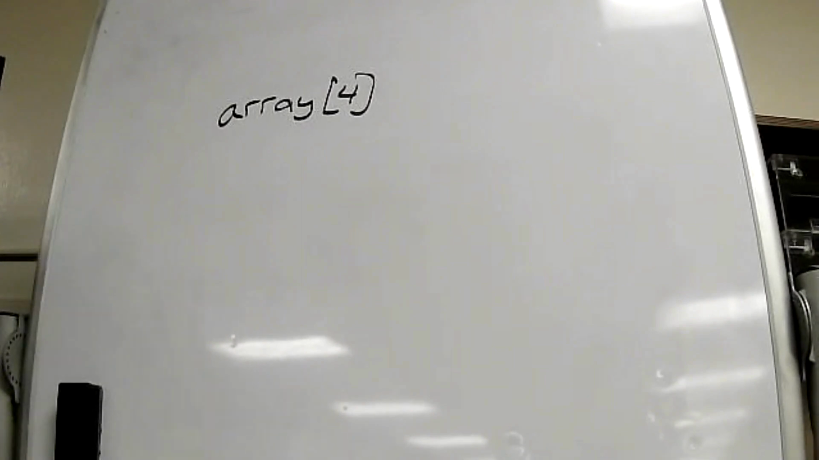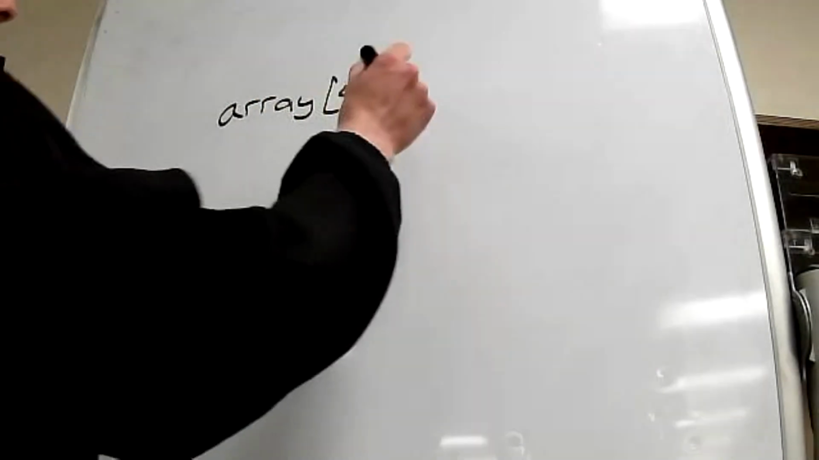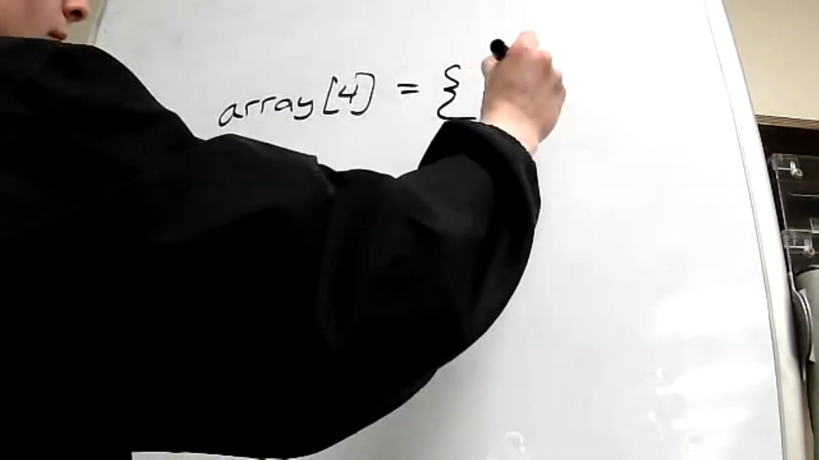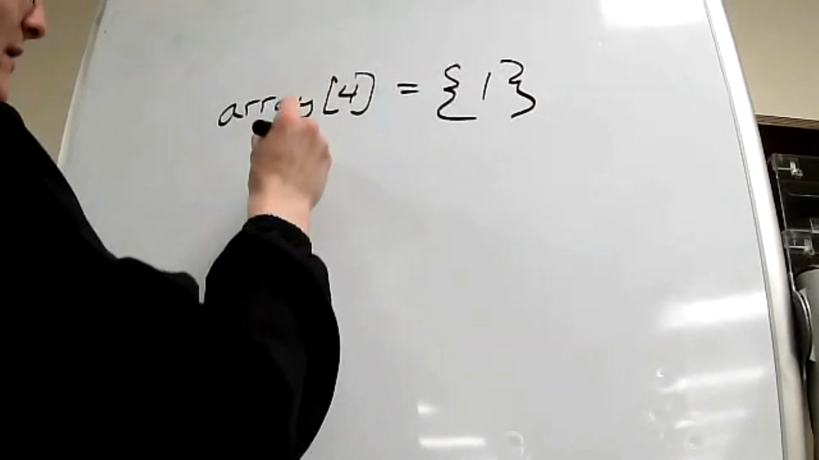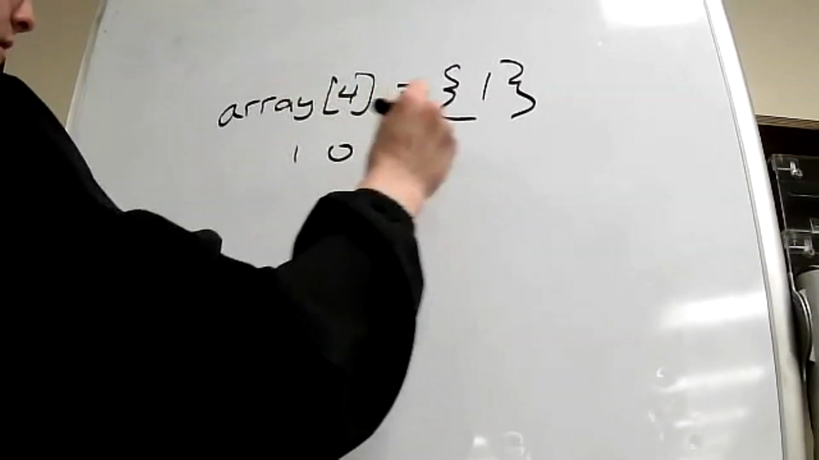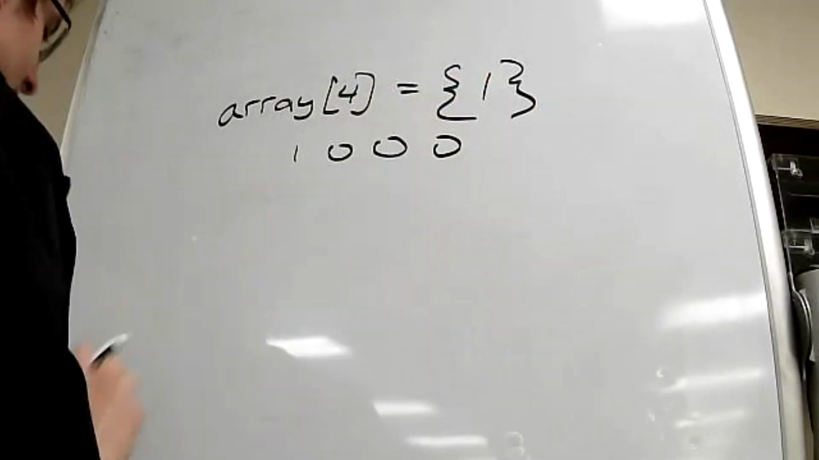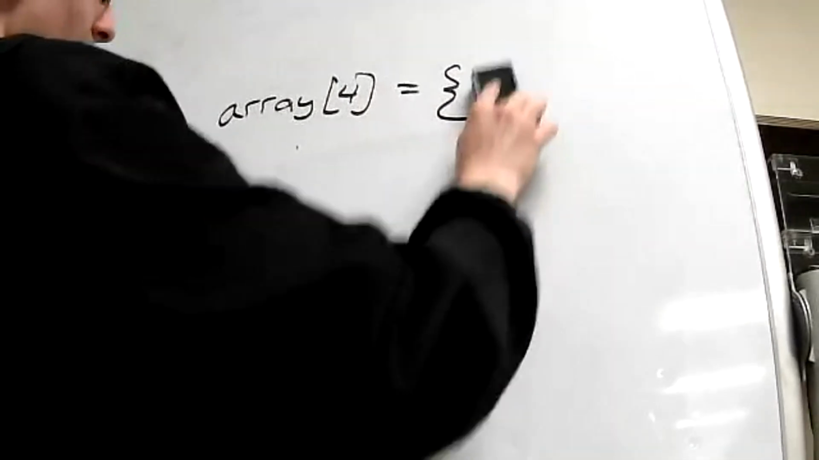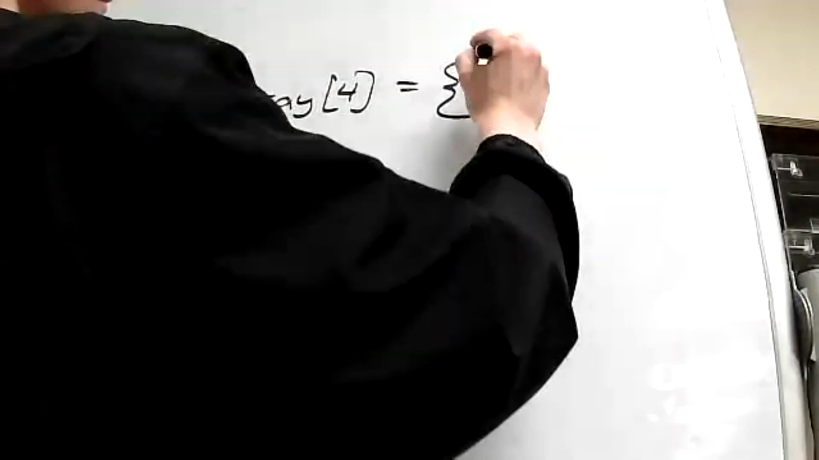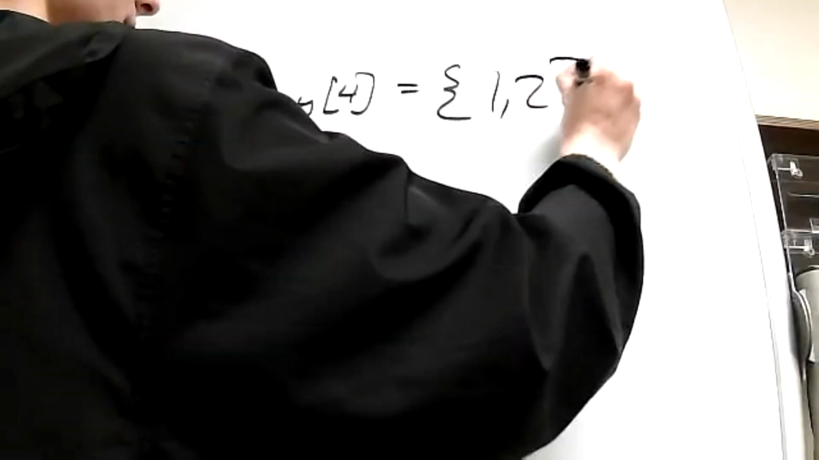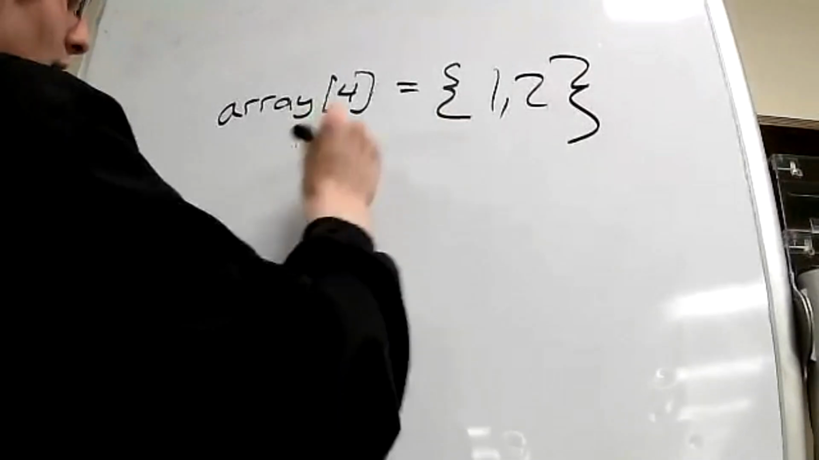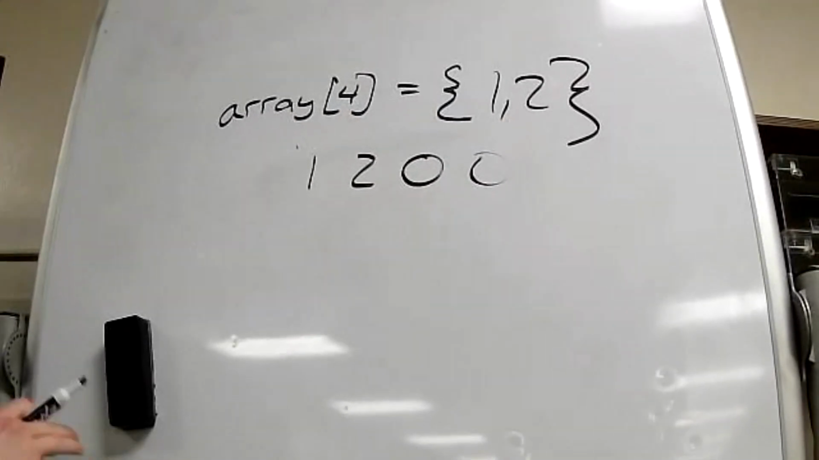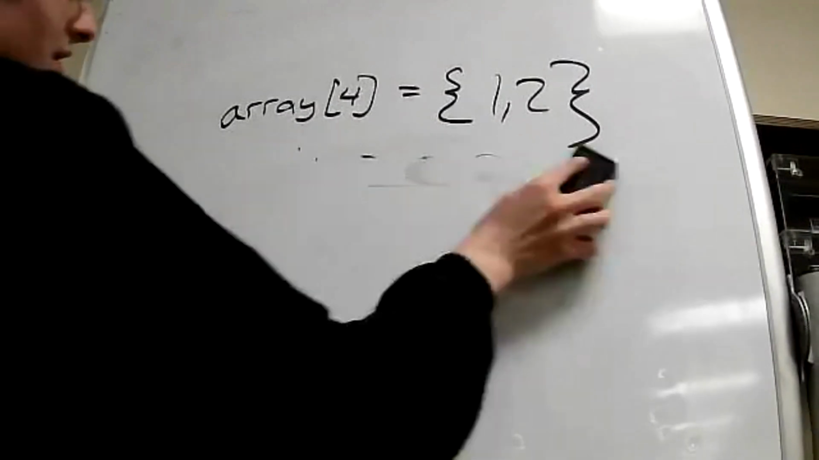But anyways, let's say you have an array of 4 items and you set it equal to 1. This array is going to basically become 1, 0, 0, 0. Or let's say you made an array of 4 items and set it to 1, 2. This array is going to become 1, 2, 0, 0. I don't know if that makes sense to you guys, but that's just kind of how it works.